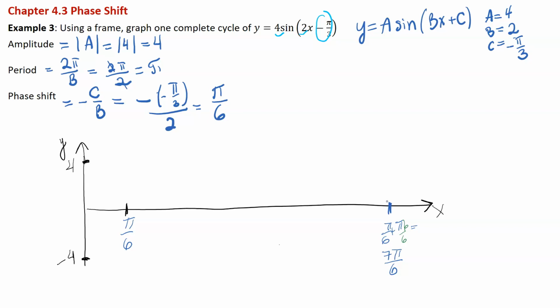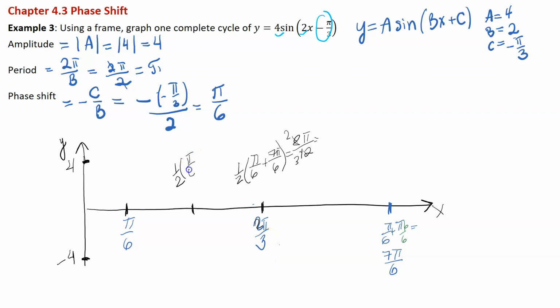Now we have two choices here. First, we can mark the midpoints. The midpoint between pi over 6 and 7 pi over 6, let's start with that midpoint, is equal to 1/2 of pi over 6 plus 7 pi over 6, which is equal to 8 pi over 12, reduced by 4, 2 pi over 3.